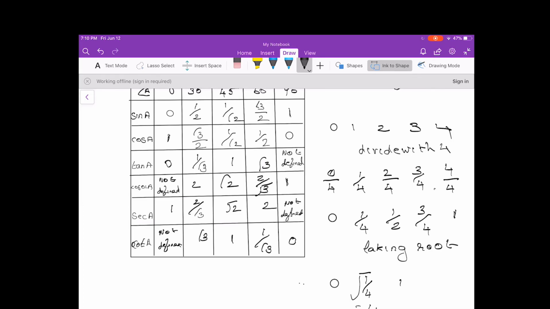For 45, if I take the root of 1 by 2, it is 1 by root 2. If I take the root of 3 by 4, root 3 will be as it is, and the 4 will become 2. Taking the root of 1 is 1. So this is how I got 0, 1 by 2, 1 by root 2, root 3 by 2, 1. Now I got the values, but this is just a trick.